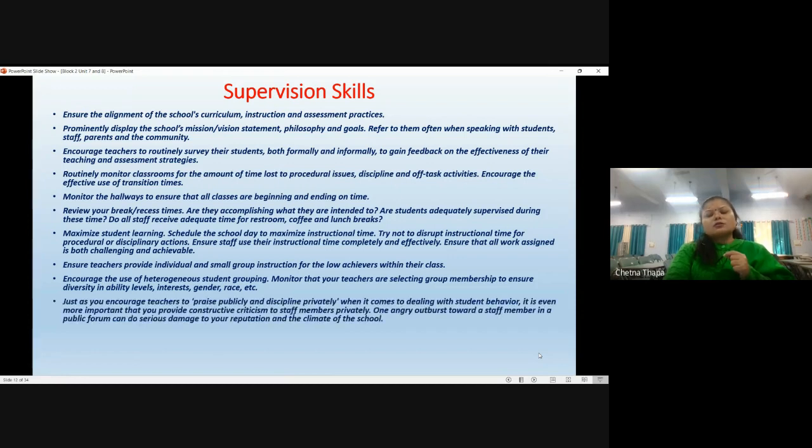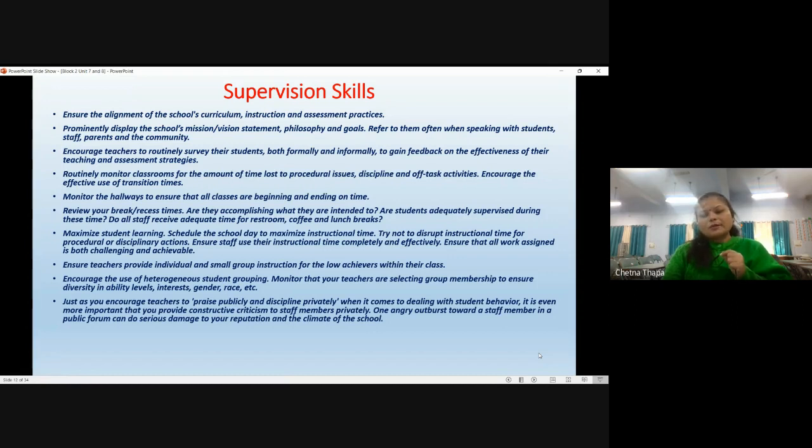And you should also encourage teachers by praising publicly, and whenever you are talking about some discipline, that should be done privately. And when it comes to dealing with student behavior, even when you are giving criticism, that should be a constructive one, and that should be given to the staff members privately. If any angry staff member gives an angry outburst in a public forum, that will definitely damage your reputation and also the climate of the school.